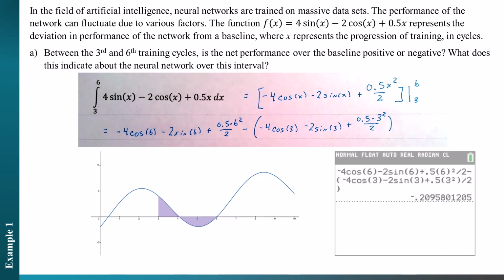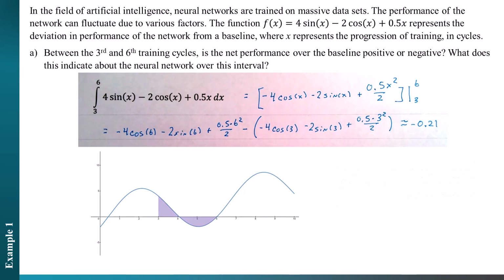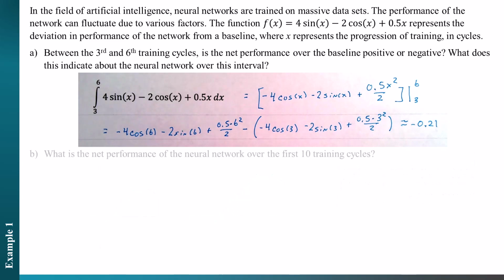And now this is easy enough to put into our calculator. And when we do this, we find that this is approximately equal to negative 0.21. And so we can see that this neural network over the interval from the 3rd to the 6th training cycles is performing below the baseline. What is the net performance of the neural network over the first 10 training cycles?